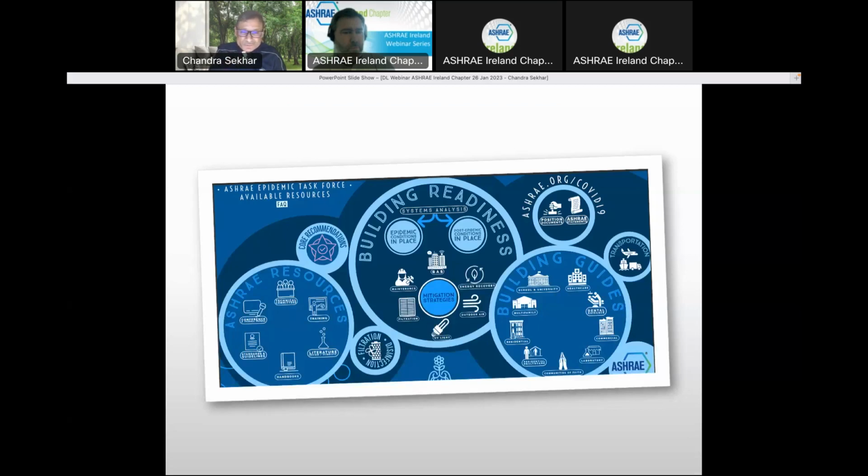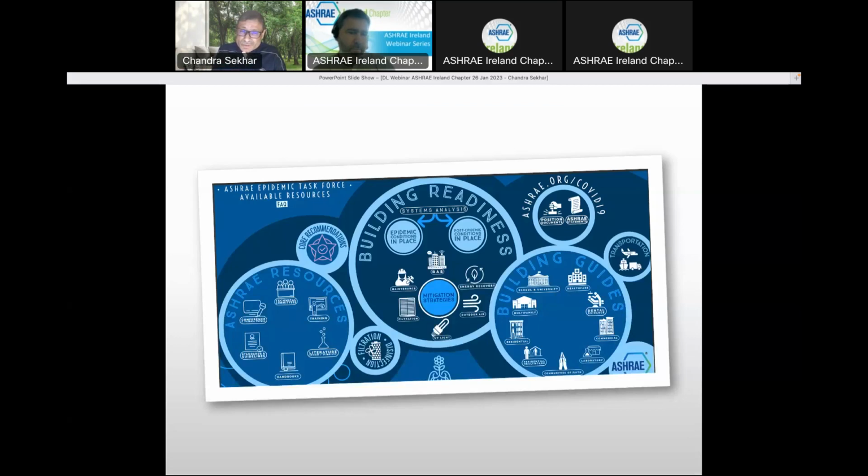The ASHRAE Epidemic Task Force produced this very useful infographic, and I used it a lot. I still use it whenever I get a chance to go into it to get some details. These are all very clickable icons. The buttons, when you press a particular one, you go into the details and learn more about what's in there in terms of the recommendations and advisories and even background information.